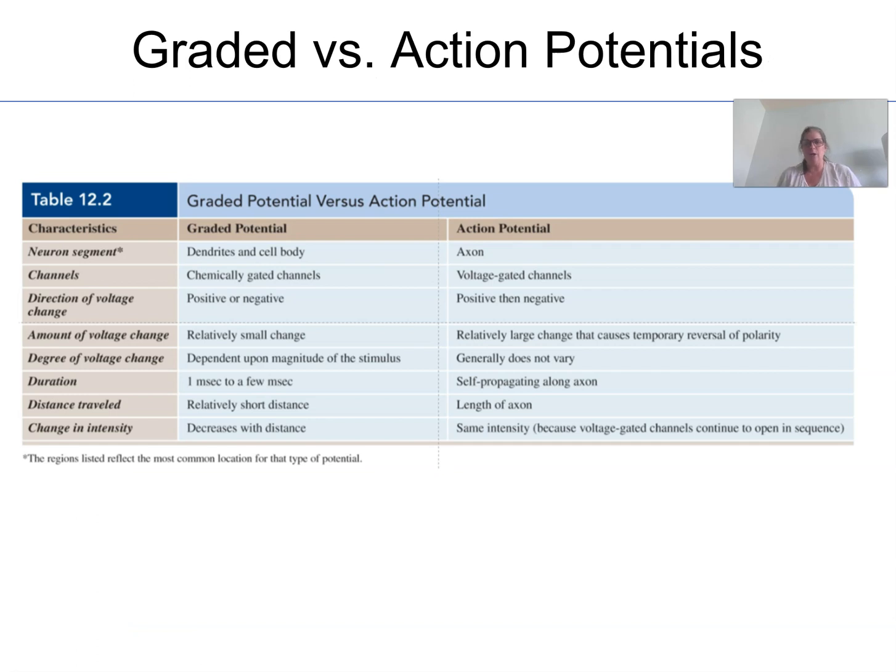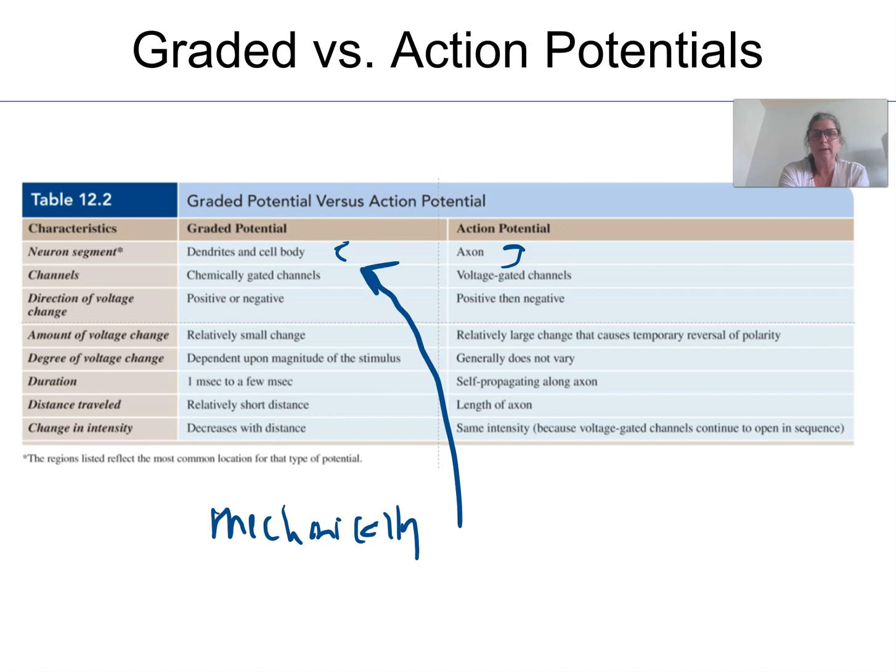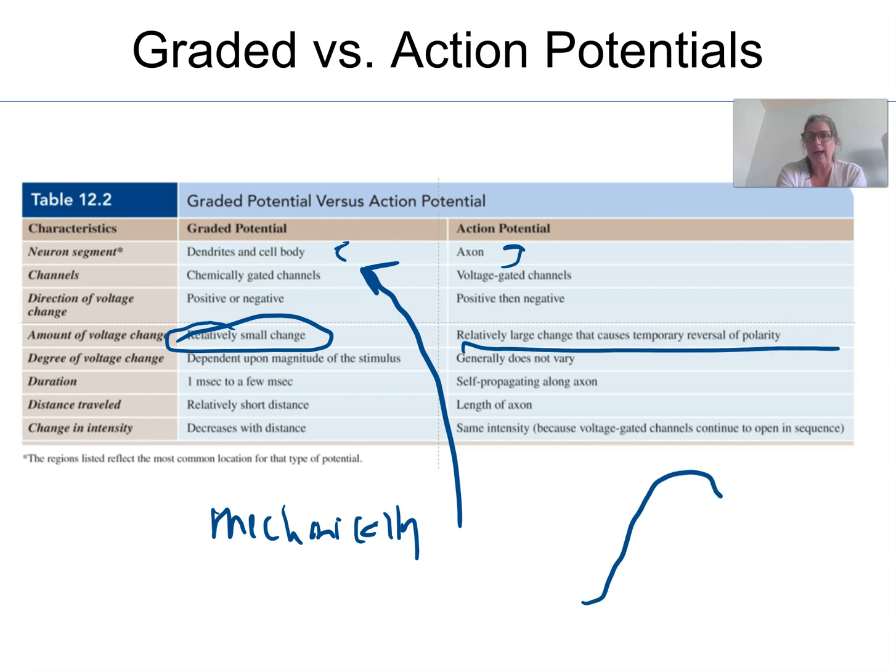Now, I put a table in your notes that just kind of compares and contrasts graded potential with action potential. So remember that graded potentials always happen on the dendrites and the cell body, where only the axon can generate action potentials. When we're looking at a graded potential, it's the chemically gated as well as the mechanically gated channels that are going to cause them, where it's the voltage gated for the action potential. As far as the amount of the voltage change, just know this is fairly small, where this is very, very big. Remember, an action potential actually goes from minus 70 to plus 30, whereas the graded potential, it's only going to go to minus 60 because it just needs to hit threshold.